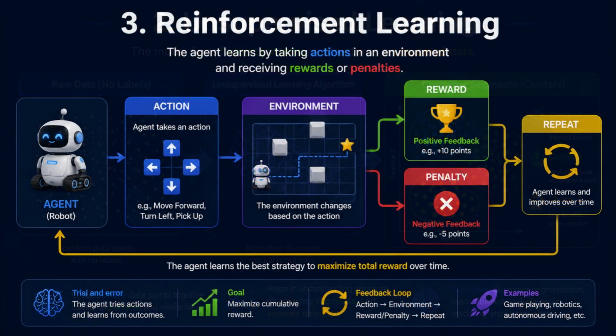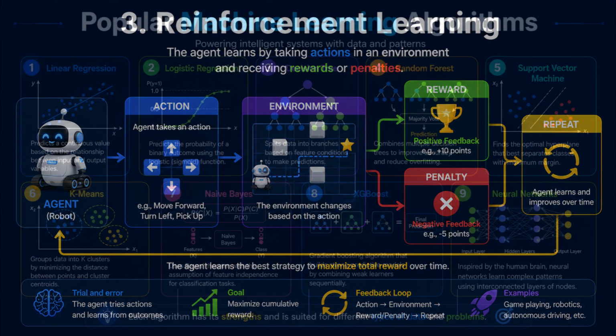Reinforcement learning teaches an agent through trial and error. The agent receives rewards for good decisions and penalties for poor ones. Over time, it learns the best strategy. This approach powers robotics, autonomous vehicles, and game-playing AI systems.